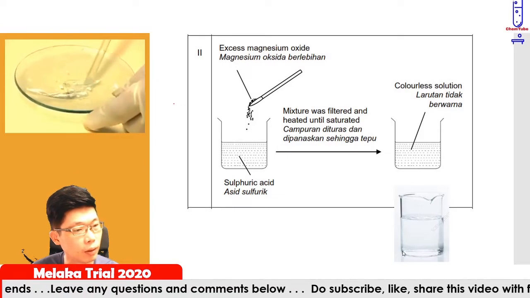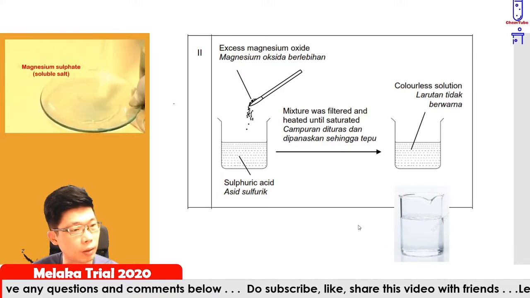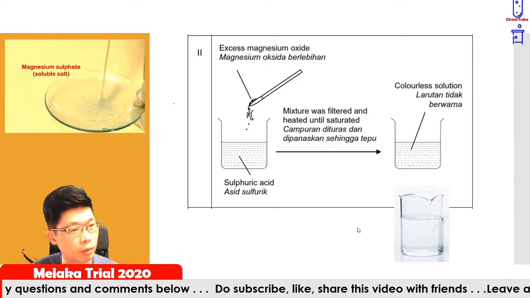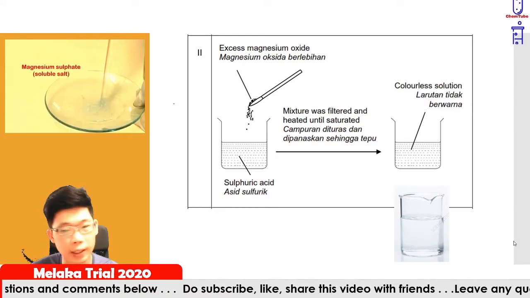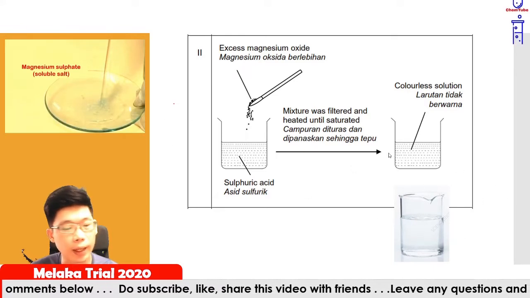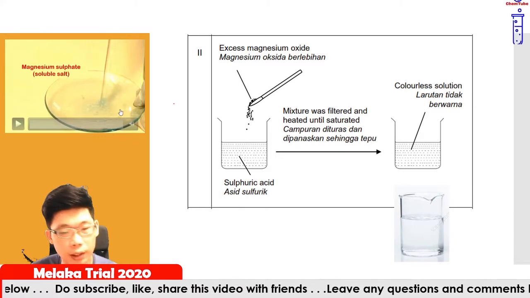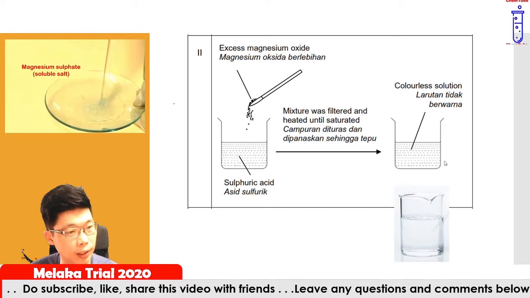So magnesium oxide reacts with the sulfuric acid. It forms magnesium sulfate, which is a soluble salt actually. So it forms a colorless solution. Then if you want, heat it until saturated and then filter it, and then you get the white solid.